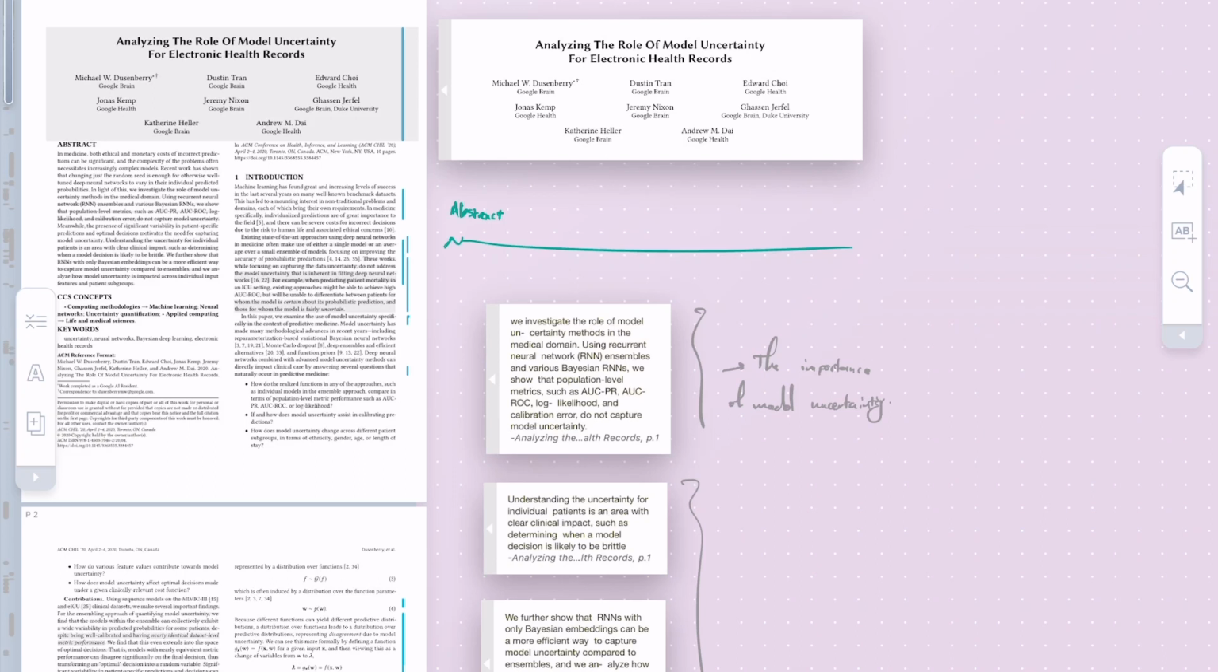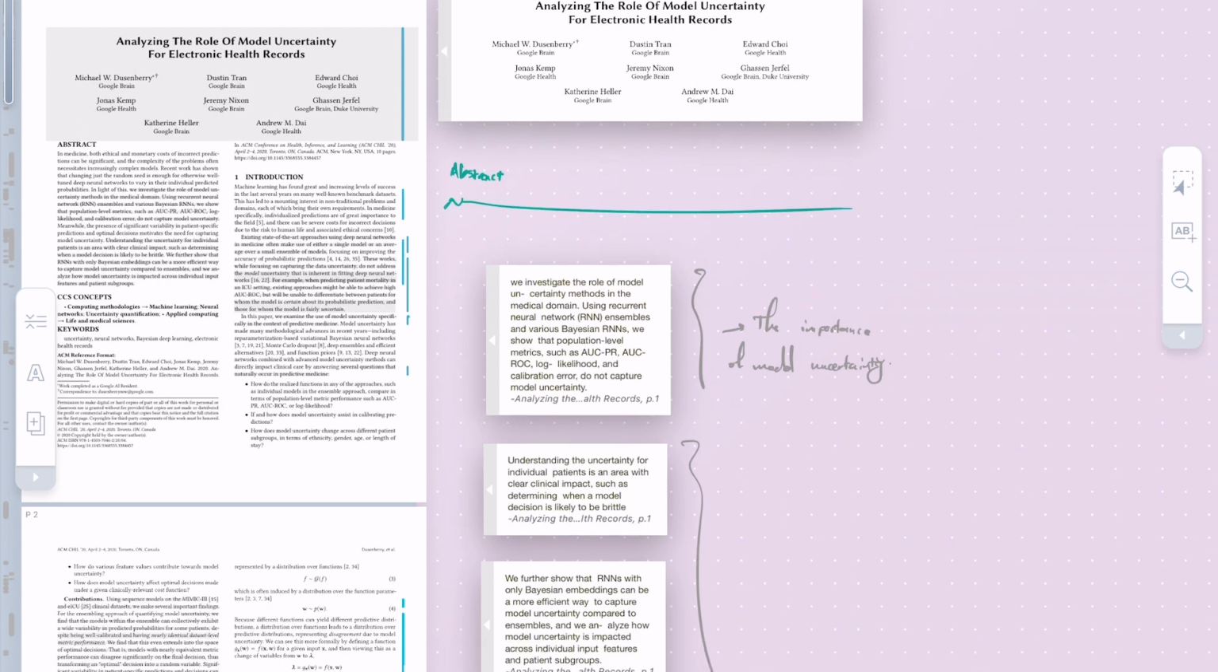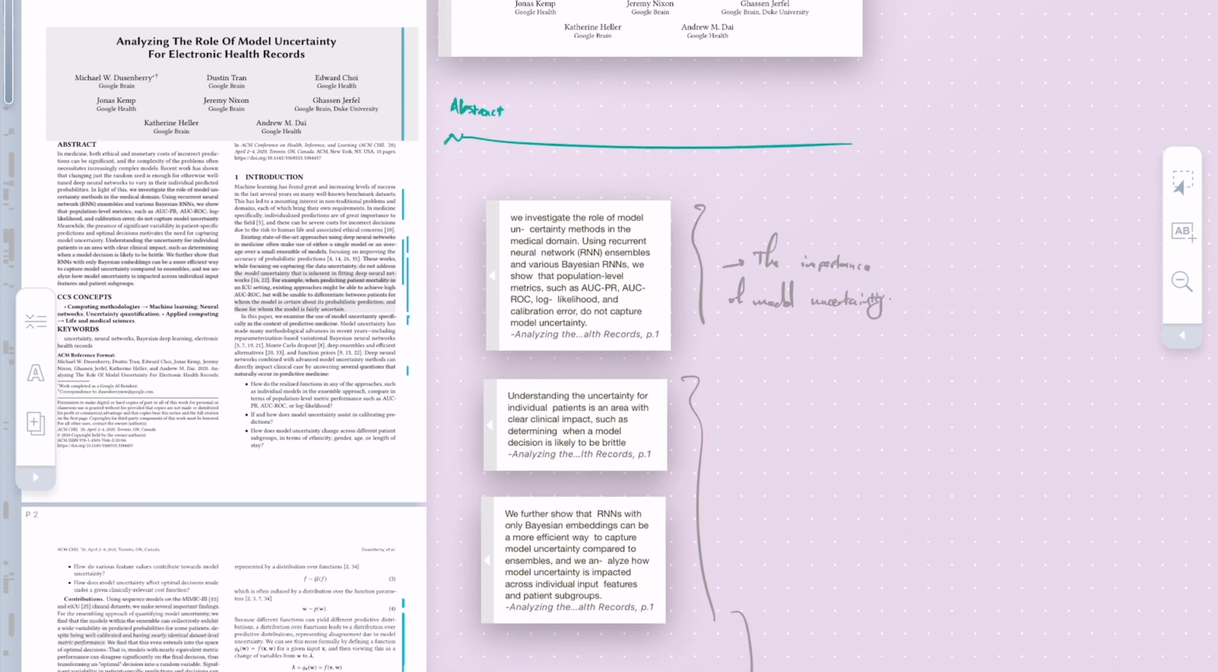Let's talk about the paper analyzing the role of model uncertainty for electronic health records. This paper is an important article on the concept of calibration specifically for medical usage, and we will go through it to see what it has to offer. So in the abstract part, let's read what it says.